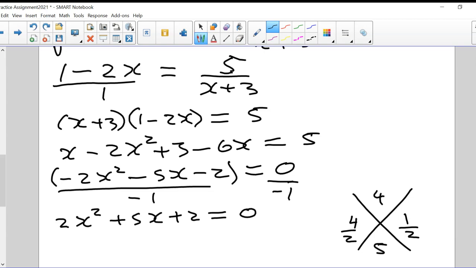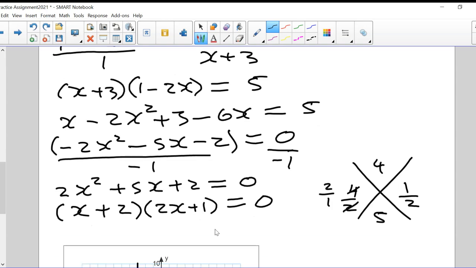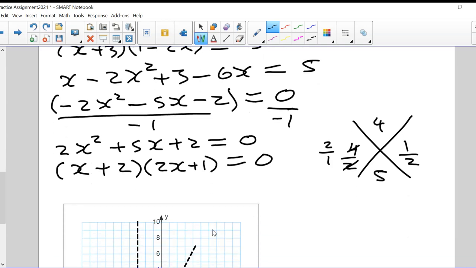And then I'm going to reduce this down to 2 over 1. All right, if I cancel that down, that's still 1 over 2. So here come my factors. So I'm going to get x plus 2, and I'm going to get 2x plus 1. Those are my factors.